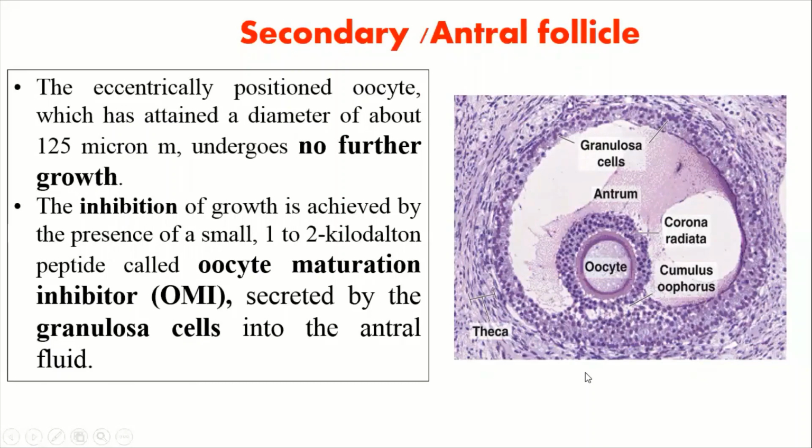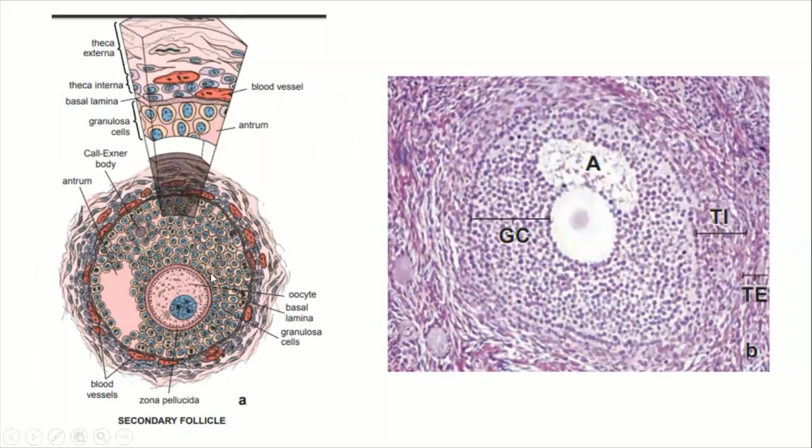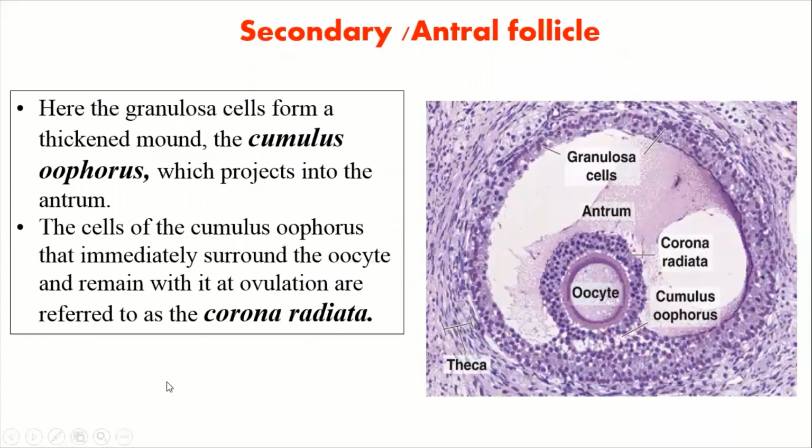Now in this diagram, you can see a small cavity has appeared. So this is a very beautiful diagram. You can see all these granulosa cells, theca interna, and externa. This is the secondary follicle. And again here we have corona radiata and cumulus oophorus.